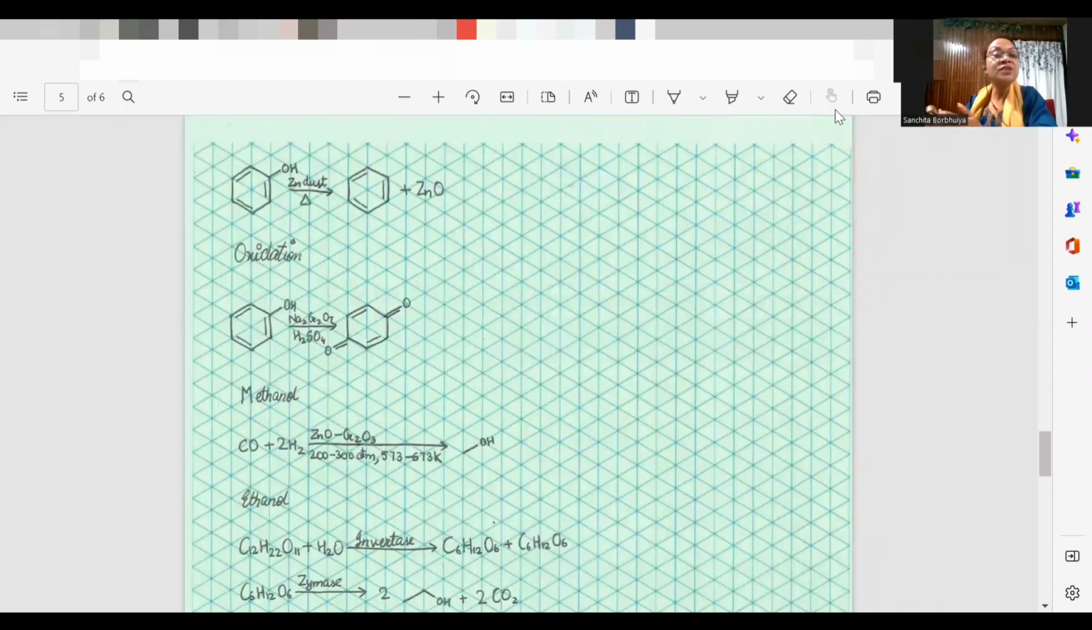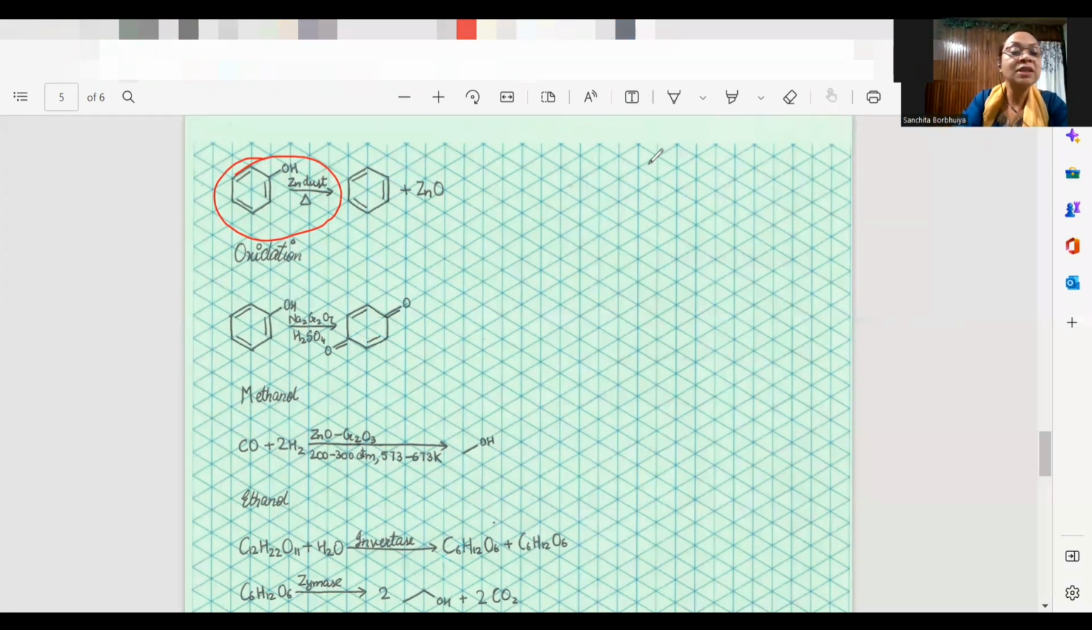So the substitution reactions, the electrophilic substitution reactions, are done. And now we go on to special reactions, like treatment of phenol with zinc dust. If you treat phenol with zinc dust, zinc has a very strong affinity for oxygen. So what will it do? Steal the oxygen away and give you benzene, along with zinc oxide as the side product of the reaction.